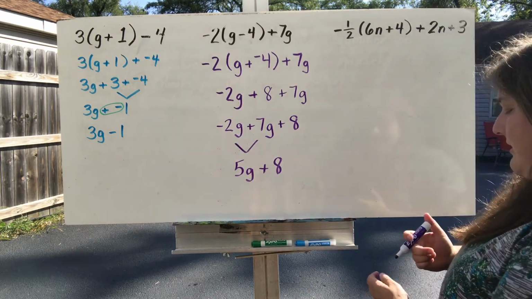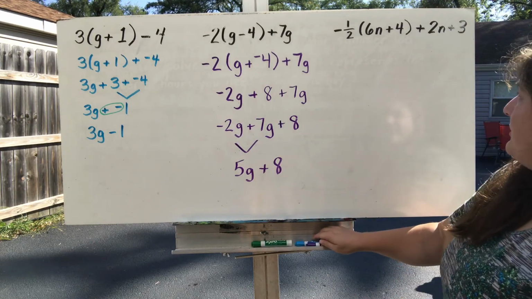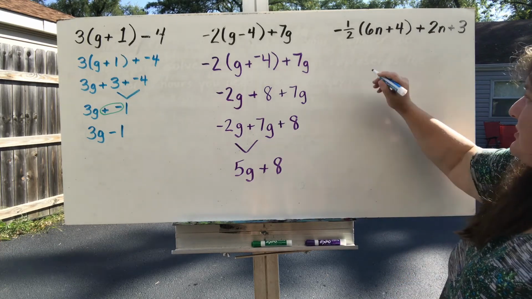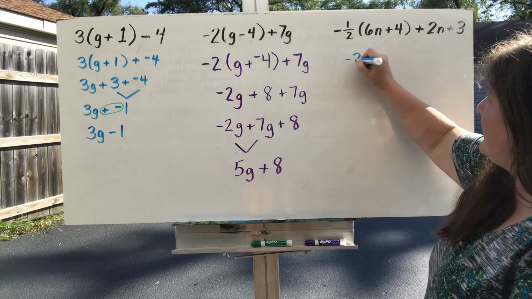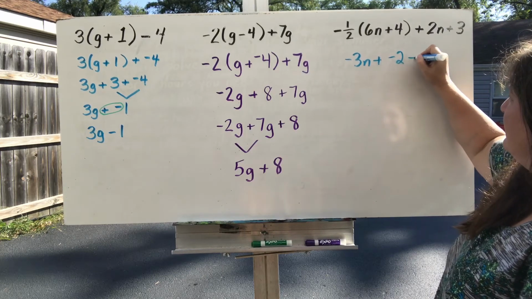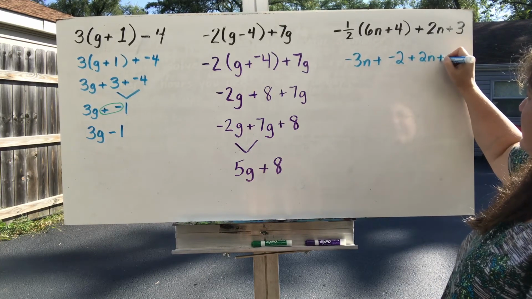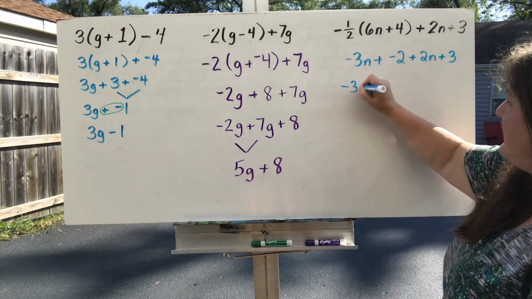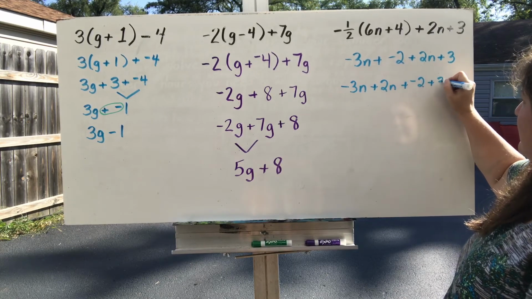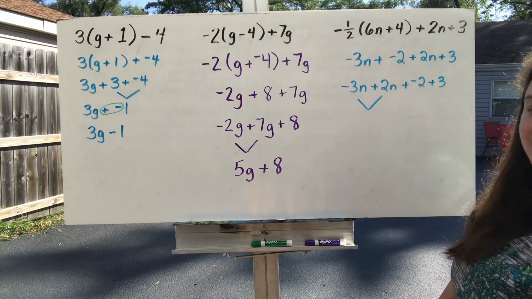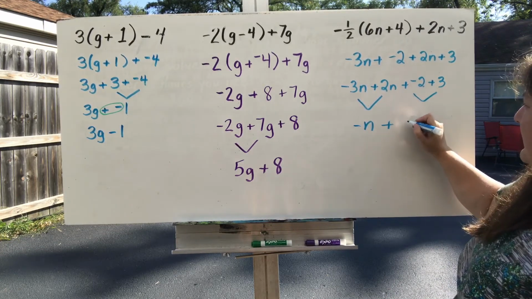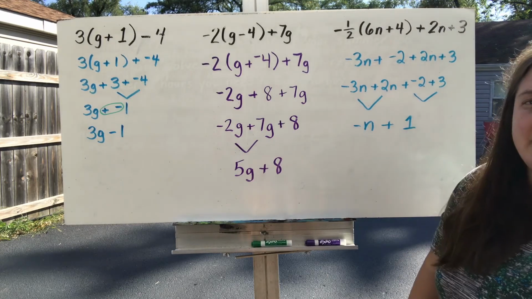All right, let's try one more together. So this one actually is already all in addition, so I don't have to rewrite it in addition, but I am going to distribute. Negative half times 6 gives me negative 3n. Negative half times 4 gives me negative 2. And I have plus 2n plus 3. So I'm going to rearrange this: negative 3n plus 2n plus negative 2 plus 3. These will combine to negative 1n, or negative n. And these two will combine to 1. So I've got negative n plus 1.